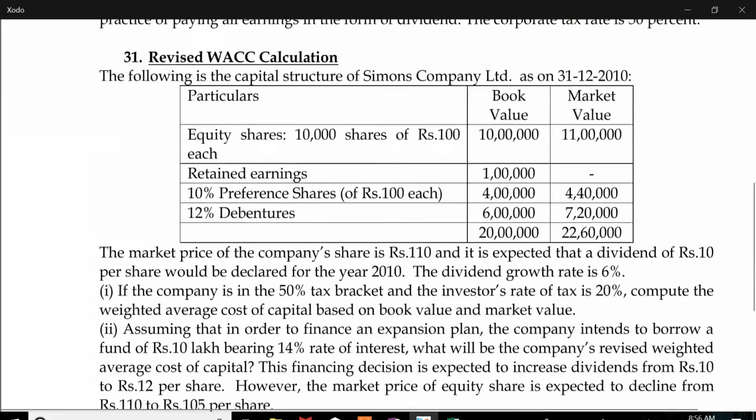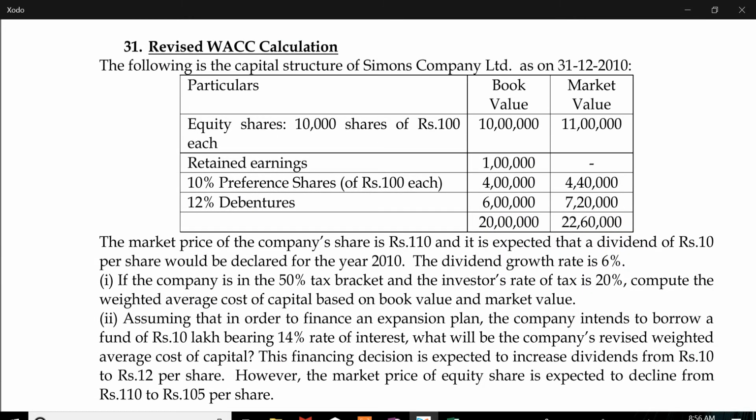We'll move to question 31. Now, we'll start. The following is the capital structure of Siemens Company Limited as on 31/12/2010. Four forms of capital are there: equity, retained earnings, preference, debentures. Market price is given. Dividend is expected to be 10. Growth rate is given. If the company is in the 50% tax bracket and the investor's tax rate is this, compute WACC based on book value and market value.